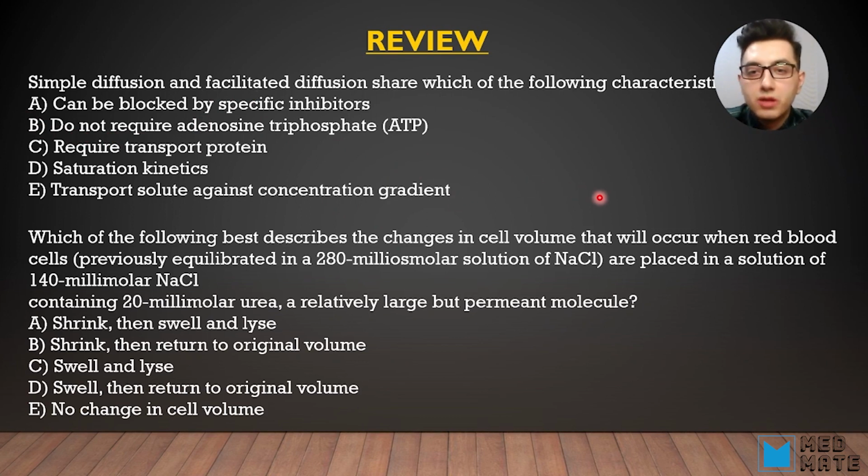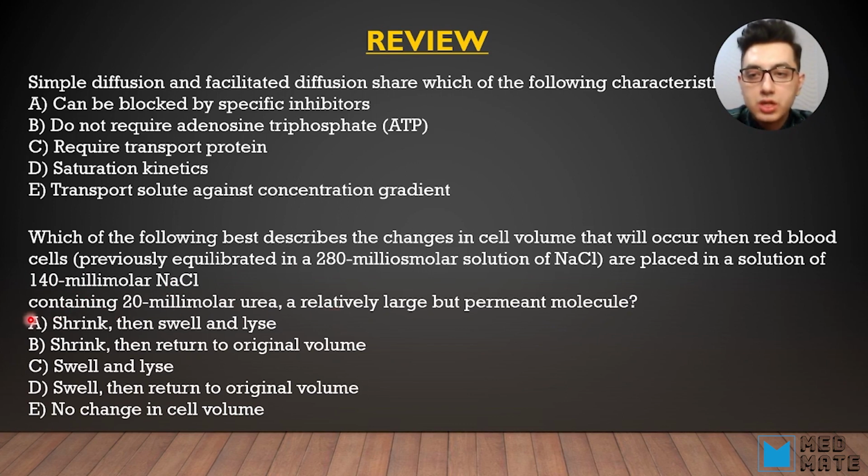Alright, next question. Which of the following best describes the changes in cell volume that will occur when red blood cells previously equilibrated in a 280 milliosmolar solution of sodium chloride are placed in a solution of 140 millimolar sodium chloride containing 20 millimolar urea, a relatively large but permeant molecule. Alright, so here the red blood cell is equilibrated in a 280 milliosmolar solution of sodium chloride, and is placed in a solution of 140 millimolar sodium chloride. Sodium chloride gives us two particles here, so we multiply 140 by 2, which gives us 280. For now, this is an isotonic solution.